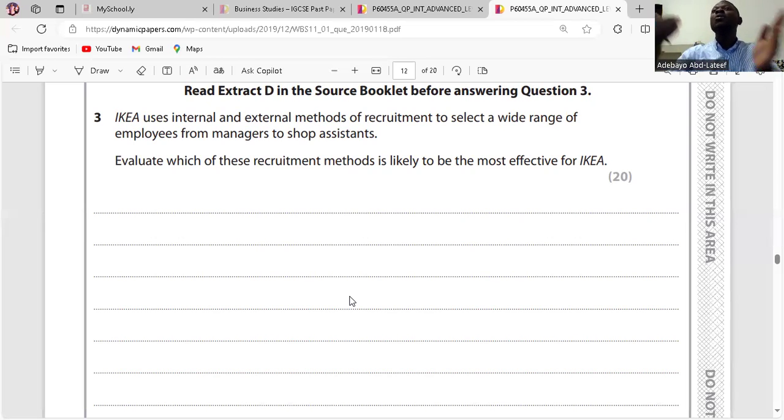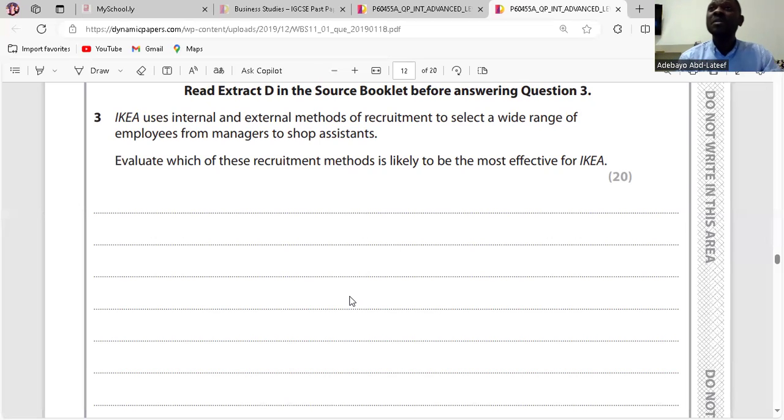Third one, it brings about motivation, as promoting staff from within the business will be seen by employees as the reward for hard work. So when you promote workers, internal recruitment means promotion. When you promote workers within, it means workers will be motivated because their hard work is paying off. Do you understand? So that will motivate them. That's the third point.